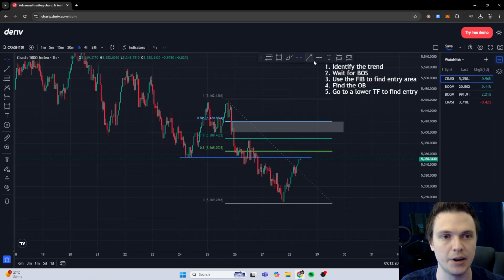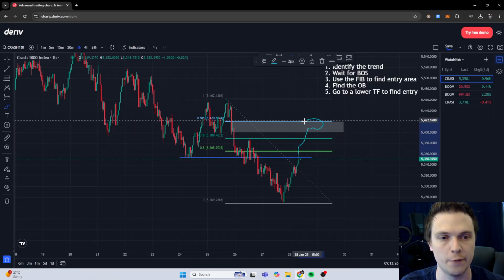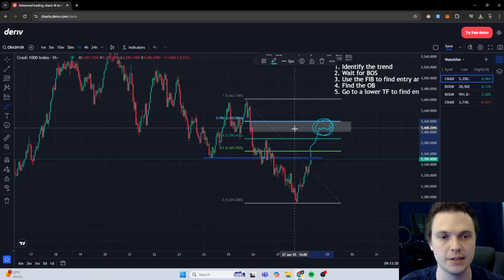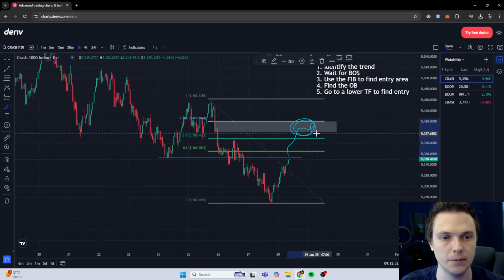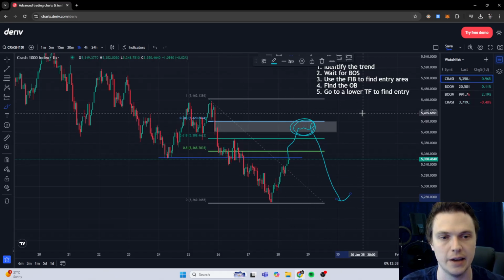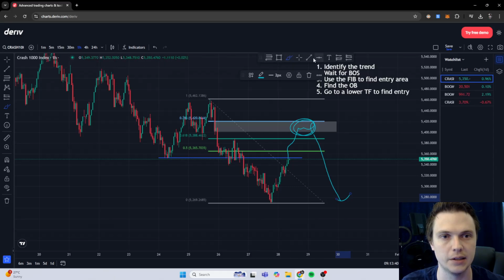Okay, so my prediction would be that Crash will go in there. You go to your 5 minutes in that area, wait for that type of sell indication like we did just now, and it will go and sell until there. So that is my prediction for Crash 1000. Okay, perfect. I hope you guys understand that.